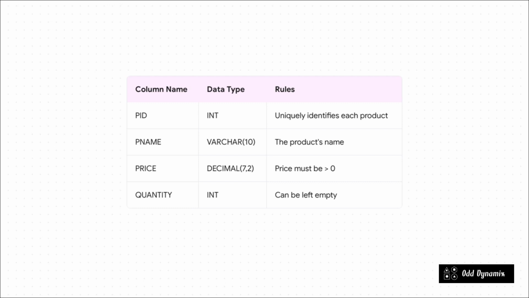And this is key. We can add rules, what are called constraints. For instance, we can say that every single PID has to be unique, and that the price must always be greater than 0. Laying down these rules from the start is how we make sure our data stays clean and organized.